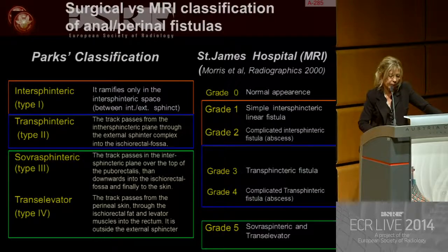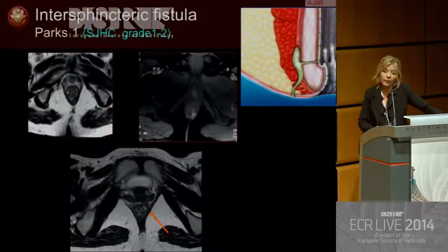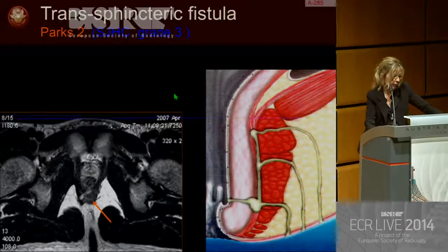Let me just show you a very few examples. This is a simple intrasphincteric fistula. This is Parks 1, St. James's Hospital 1. This is a small intrasphincteric abscess, Parks 1, St. James's Hospital 2. This is instead a simple transsphincteric fistula, where you may see the fistula crosses both the internal and external sphincters. And this is Parks 2, St.